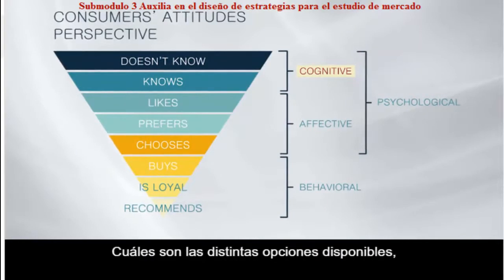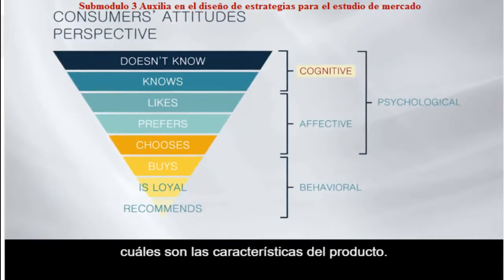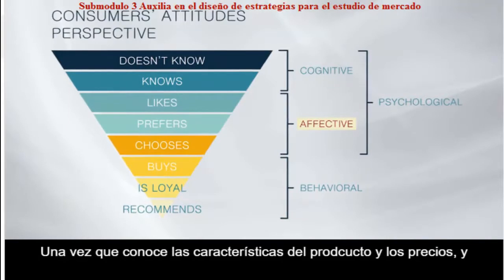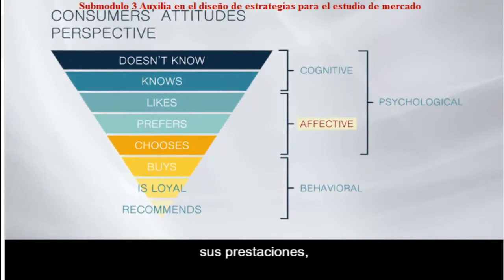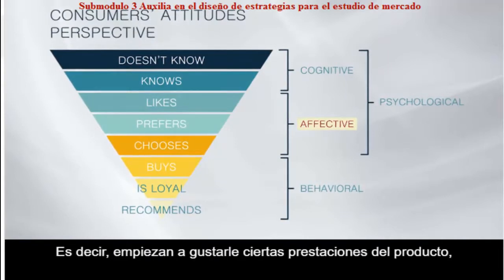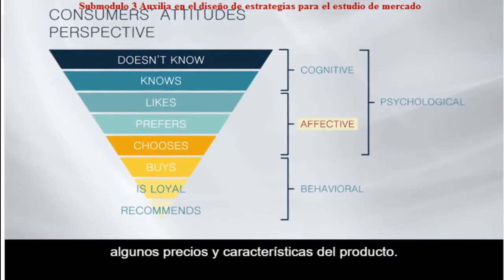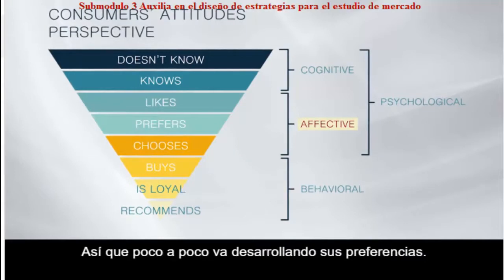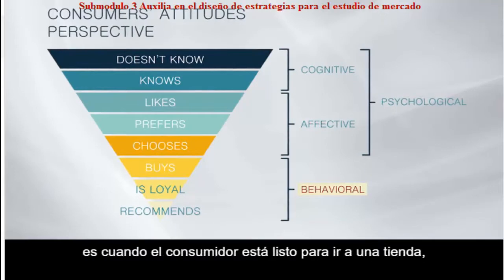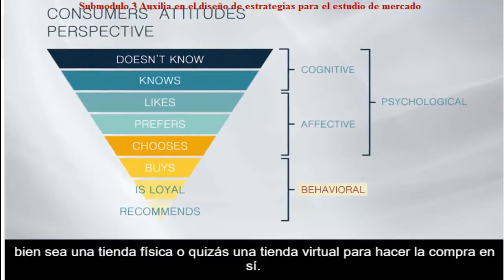What are the different options available? What are the characteristics of the product? So he goes ahead and tries to find more information about the product. Once he knows the product's characteristics and the prices and the features, he goes to the next stage of the decision process, which is more affective. That is, he starts liking certain features of the product, certain prices and characteristics of the product, so he slowly develops his preferences. Once the preferences are developed, this is where the consumer is ready to go to a store, maybe a physical store, or maybe he goes online to make the actual purchase.